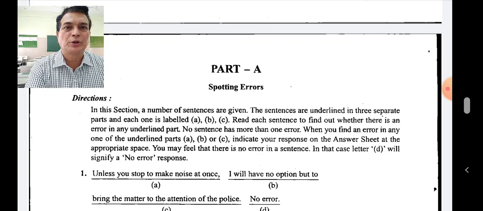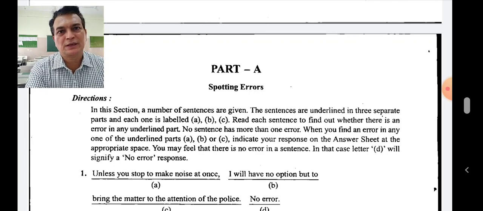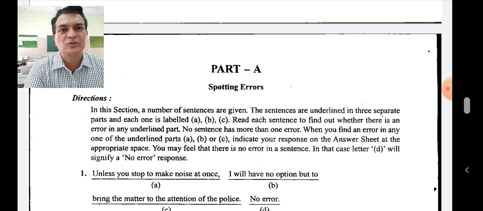Now, in the case of spotting errors, the directions that are given, instructions that are given at the beginning. In this section, a number of sentences are given. The sentences are underlined in 3 separate parts and each one is labeled A, B, C. Read each sentence to find out whether there is an error in any underlined part. No sentence has more than one error. When you find an error in any one of the underlined parts A, B or C, indicate your response on the answer sheet at the appropriate space.